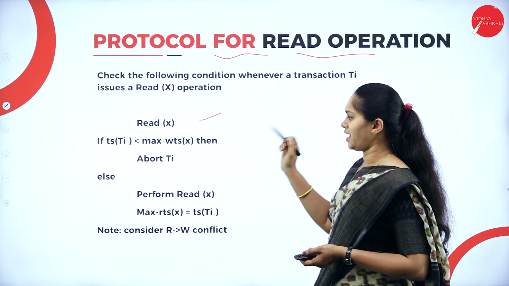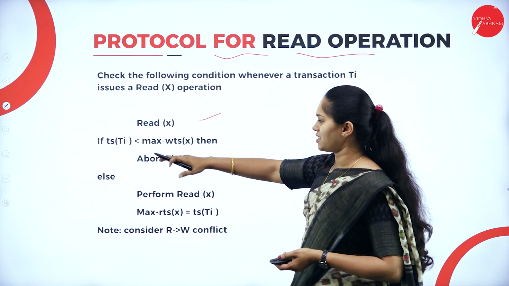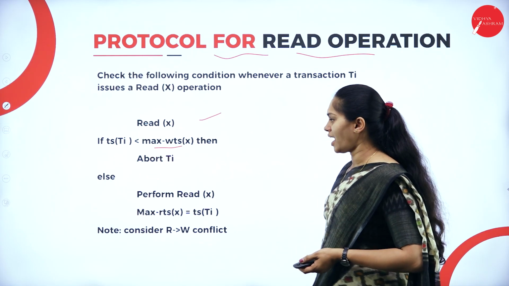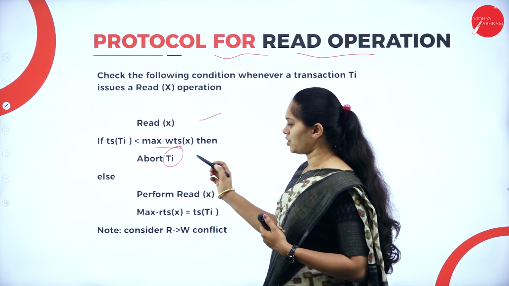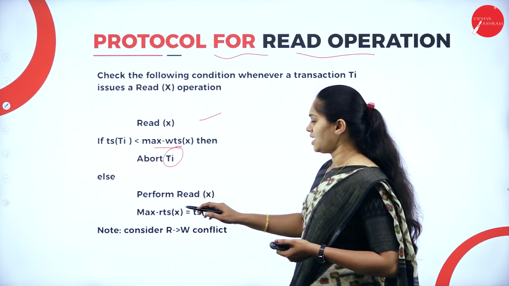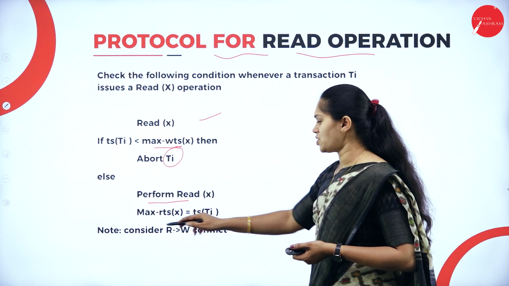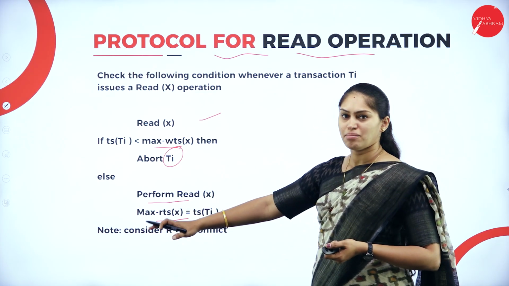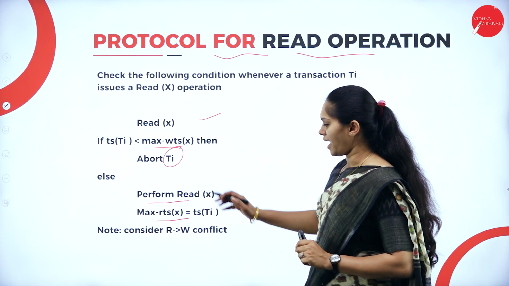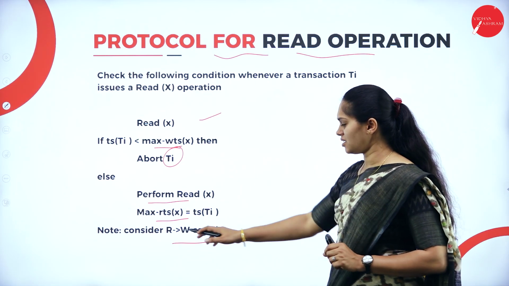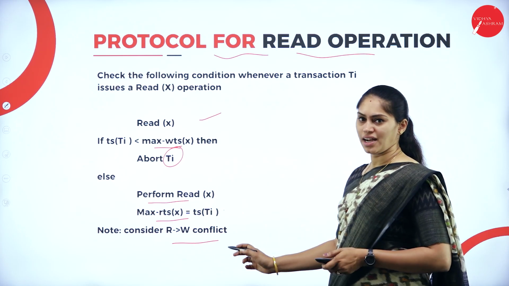So when it is going to read, we check whether its timestamp is lesser than the maximum write timestamp, then that transaction is going to be aborted. Otherwise, it is going to perform the read operation and take the maximum reading of that data item called X, and we have to consider this conflict as a read-write conflict.